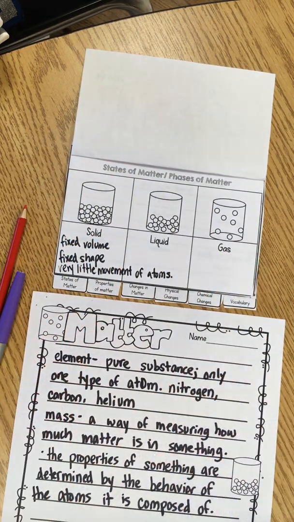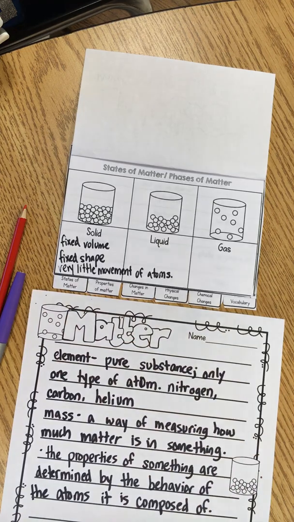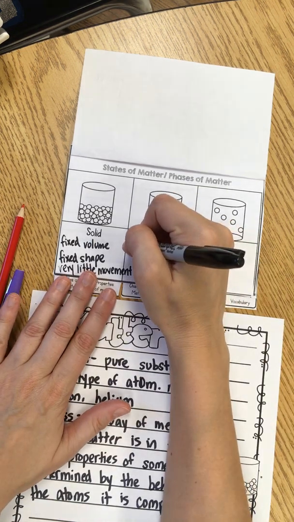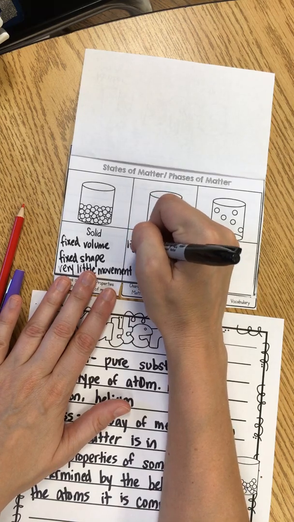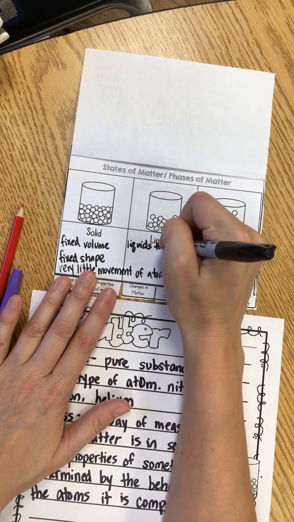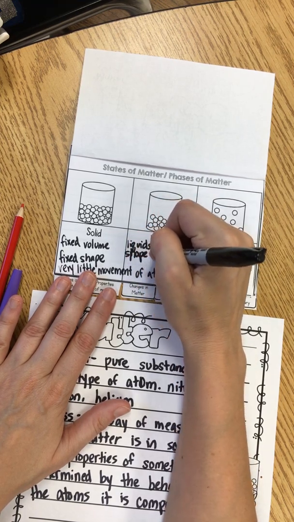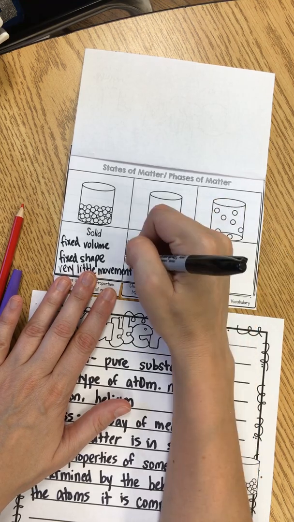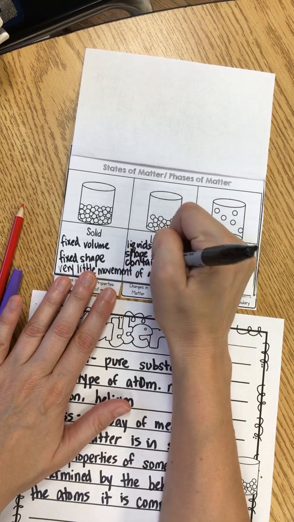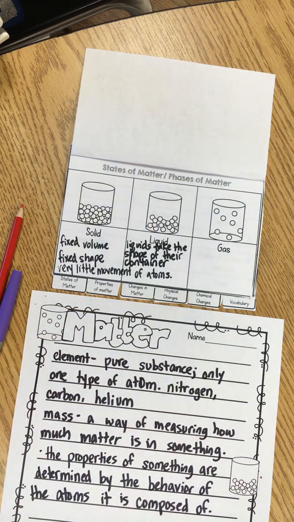Whereas in a liquid, the atoms are not as tightly packed together. They have a little bit more space, and so they are able to slip and slide past each other. The movement of the atoms slipping and sliding past each other causes the liquid to take the shape of any container it's placed in. Liquids take the shape of their container.